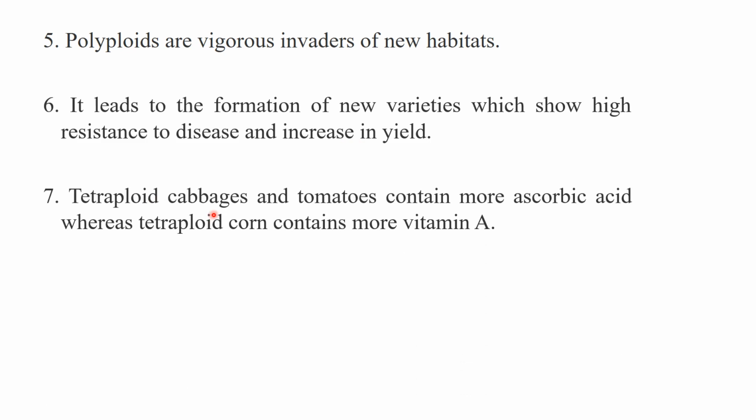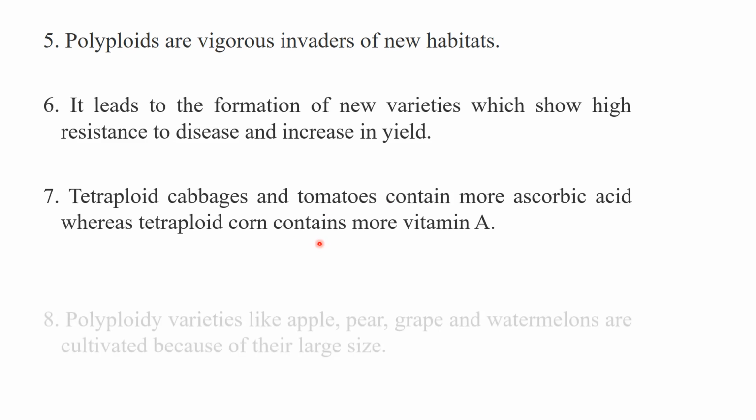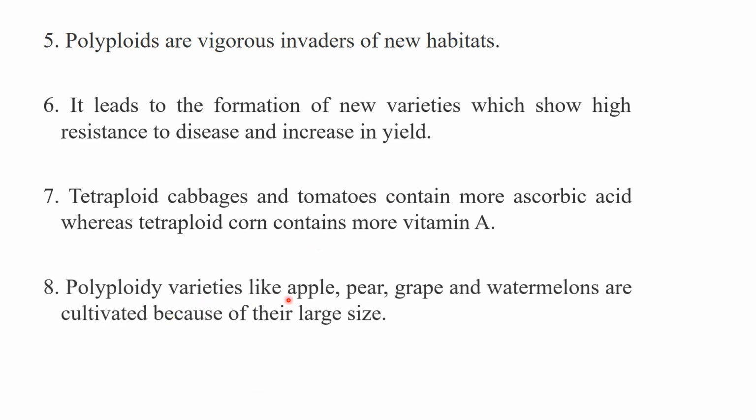Tetraploid cabbages and tomatoes contain more ascorbic acid, whereas tetraploid corn contains more vitamin A. Polyploid varieties like apple, pear, grapes and watermelons are cultivated because of their large size. These are the different significances of polyploidy.